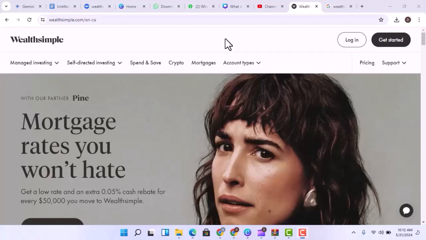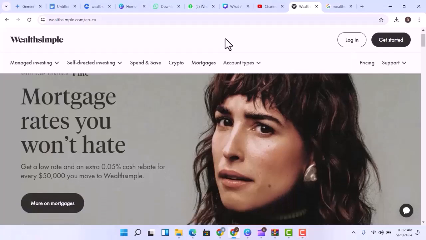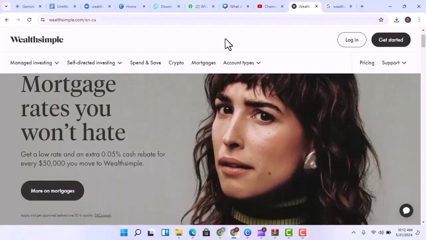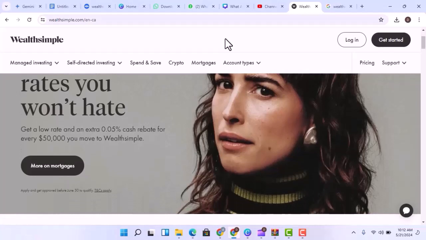Ever dreamt of buying that shiny new Tesla, but worried the price tag keeps fluctuating with the exchange rate? Or maybe you've got your sights set on some hot US stocks and want to avoid those pesky conversion fees. If you're a Canadian investor using Wealthsimple, this question has probably crossed your mind. Can you hold US dollars, USD, in your account?